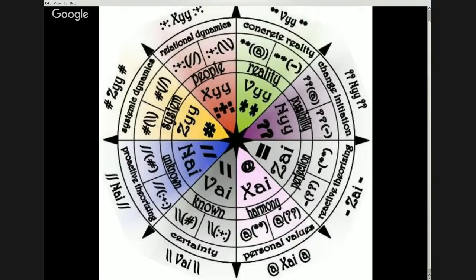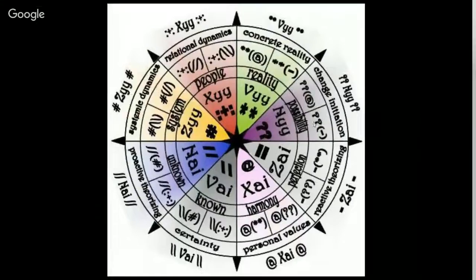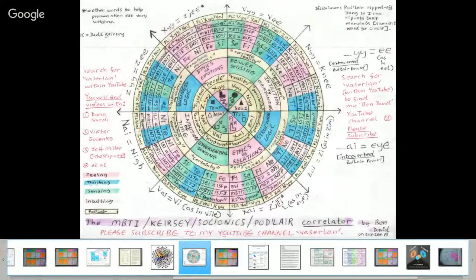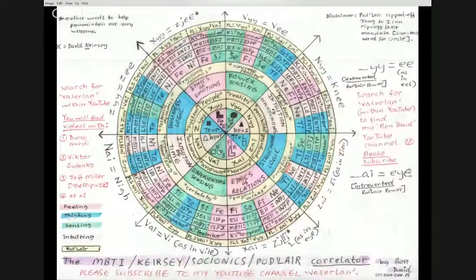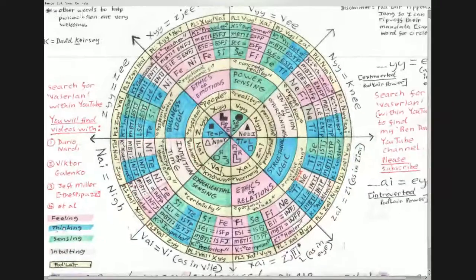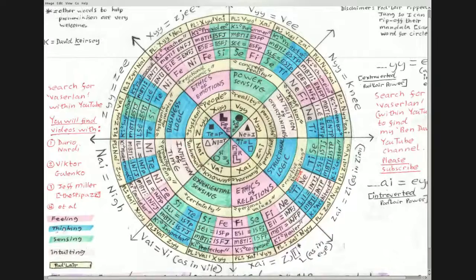Right, let's send you the slides. Right, so what I'll do is I'll put a convertogram up for people because the same information is on there, but it relates it to other things. So it's all there where it says personal values, reactive theorizing, and it's related to the functions.